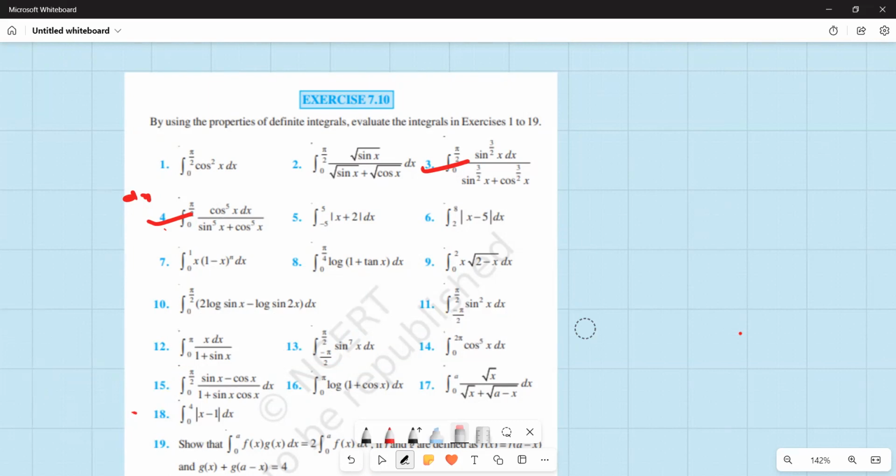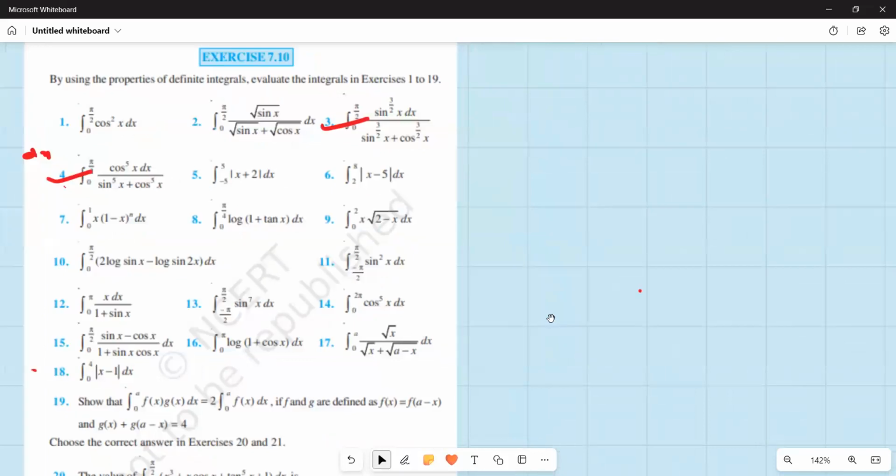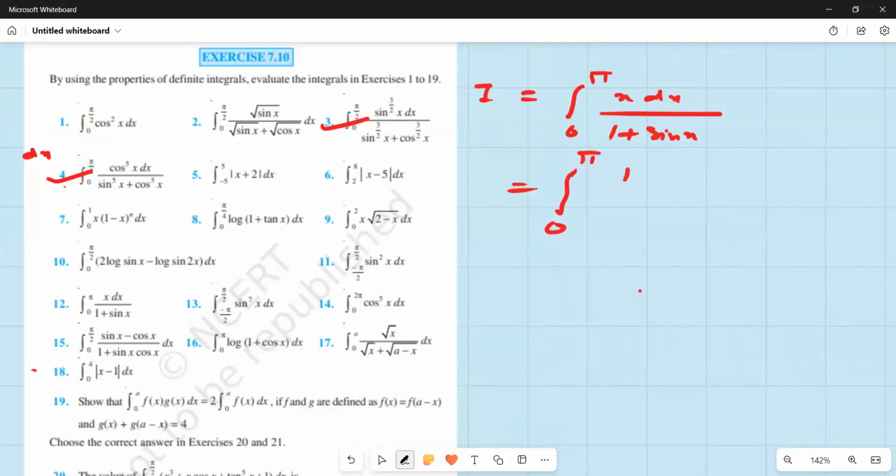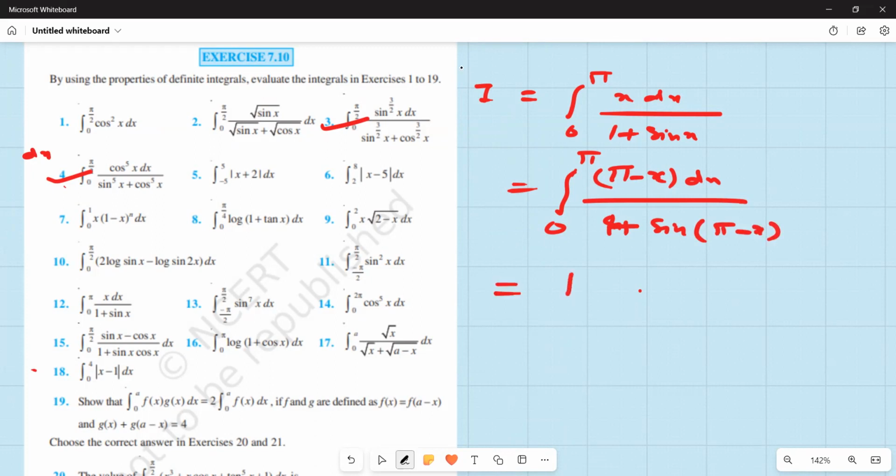So next, question number 12. I is equal to the integral from 0 to pi of x dx upon 1 plus sin x. Put the property a minus x: integral from 0 to pi of (pi minus x) dx upon 1 plus sin (pi minus x). Clear? So this is the integral of (pi minus x) dx upon 1 plus sin x only, because for 180 minus x, sin is positive. So this is the same.